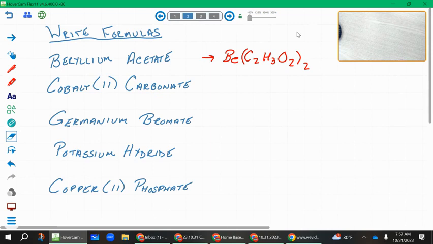All right, KP, can you give me cobalt 2 carbonate, the formula for it, please? CoCO3. Okay.